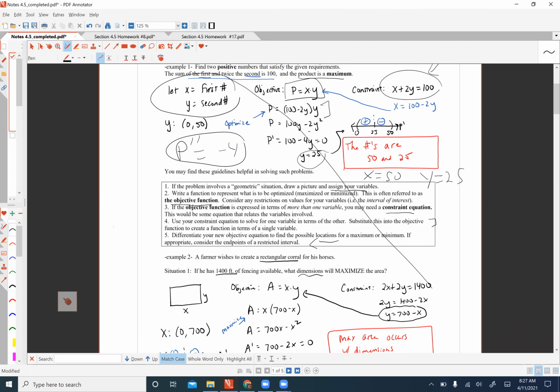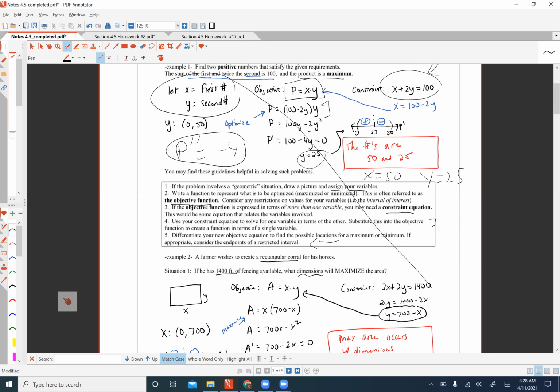So we have these guidelines here straight out of the book. First of all, draw a picture when possible, and always assign your variables and write them out like we did here: x is the first and y is the second number. Then definitely make it clear what function you're trying to minimize or maximize. The book calls it the objective function. I don't think that's a standard term among all books. I've used books where they call it the primary function.